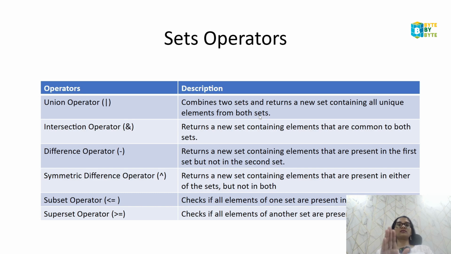So let's now break it down. The union operator is a combining operation, so it will combine all the elements from two sets. Now this is a set, which means it will have only unique elements. So even if some element is common to both sets, it will be represented only one time in the newly combined set. We will see this with an example.